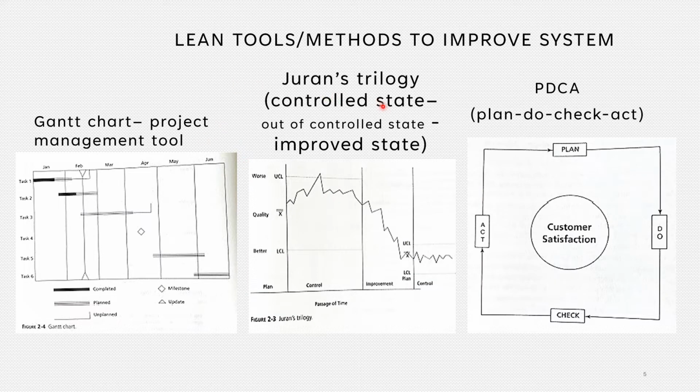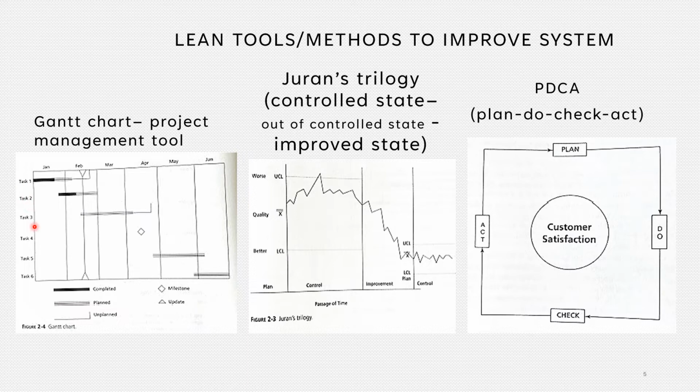So here are lean tools and methods to improve the system. I have some diagrams right here. These are commonly used tools, of course. And in which system are we using these things? It's in a lean environment. We use the Gantt chart to manage a project, and it's just a table. We call it Gantt because that guy invented it. It's just looking at time and what you are going to do.